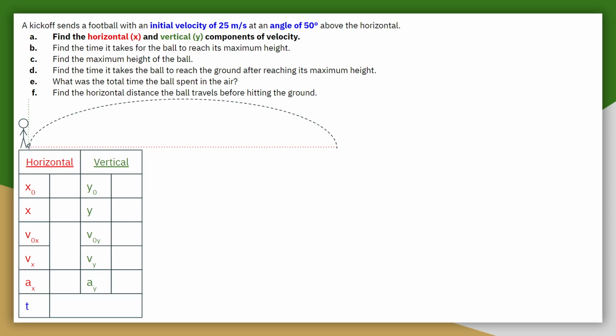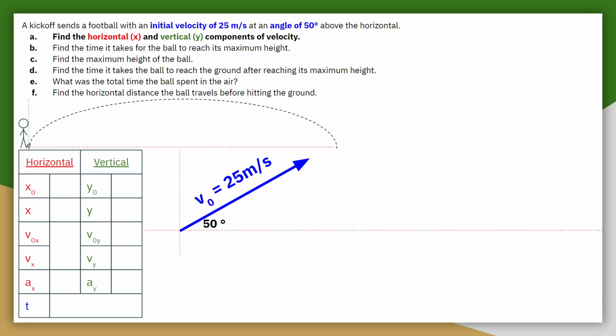So for part A, we're trying to find the horizontal and vertical components of velocity. Once we do, we can add that to our list of variables. So we have our initial velocity of 25 meters per second. It is at an angle 50 degrees above the horizontal. So essentially, I've taken that same x, y coordinate plane that I drew in my picture, and I just had my initial velocity vector originate at the origin, where the ball would have been.